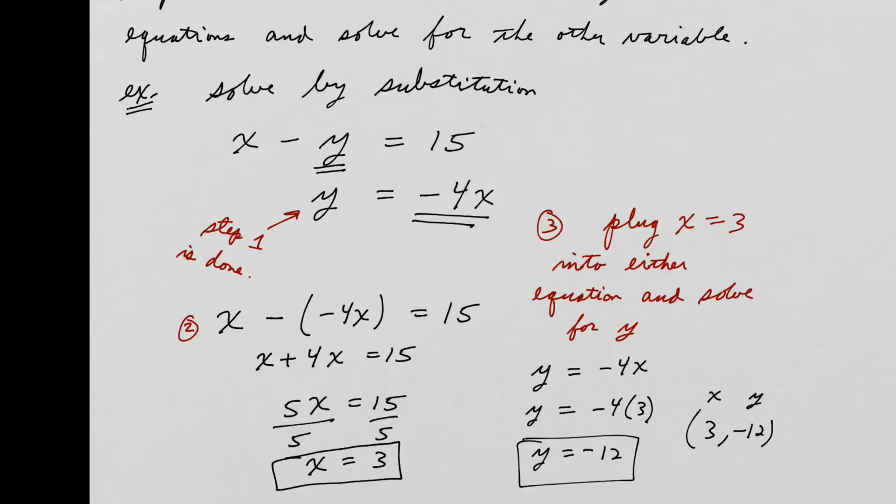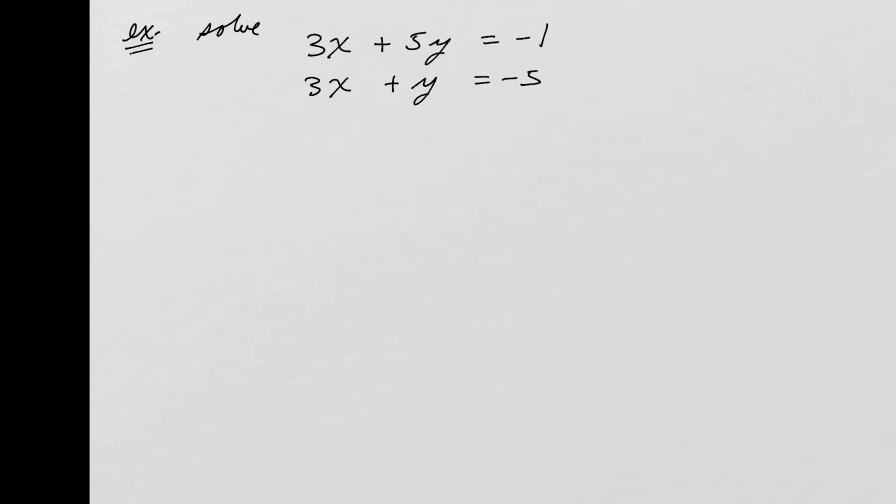Okay, here's another example. Let's say I want to solve this system. So I have 3x plus 5y is equal to negative 1. Then I have 3x plus y is equal to negative 5. And I want to solve it using substitution.